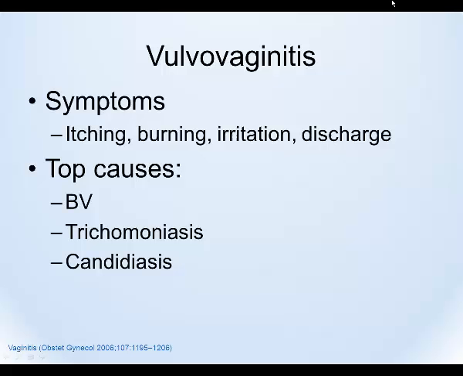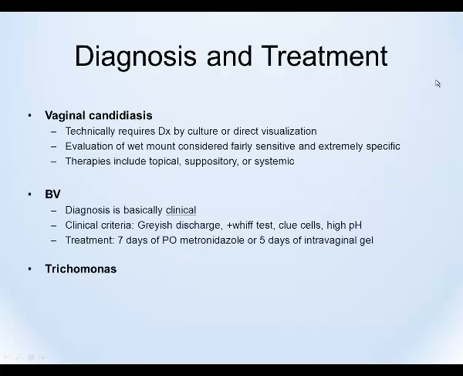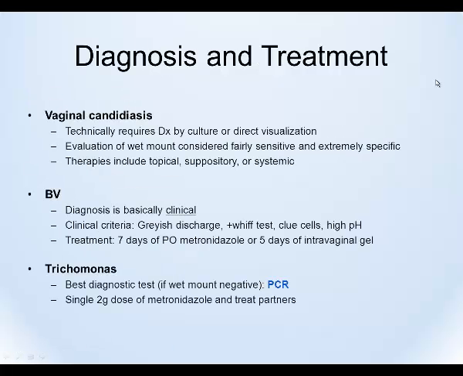BV, how do you treat it? 1 dose, 5 doses, 2 weeks. I have to remind myself here, actually. Trichomonas is the one you can give the single dose for. For BV, you're supposed to do the topical for 5 days or the PO for 7. And all I put on here is that they're all a little bit different for diagnosis.